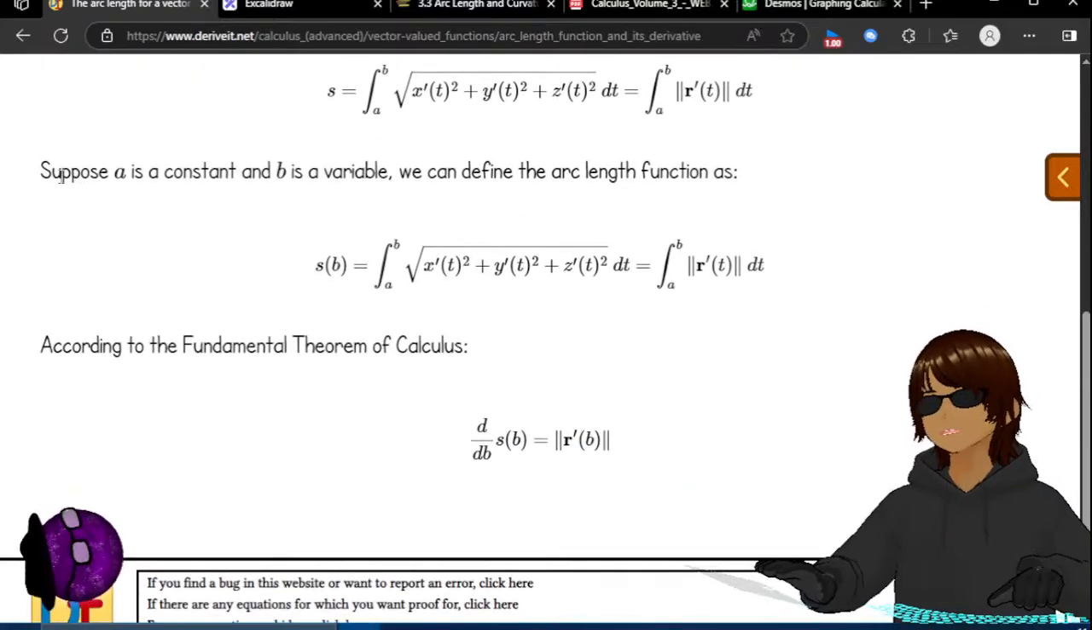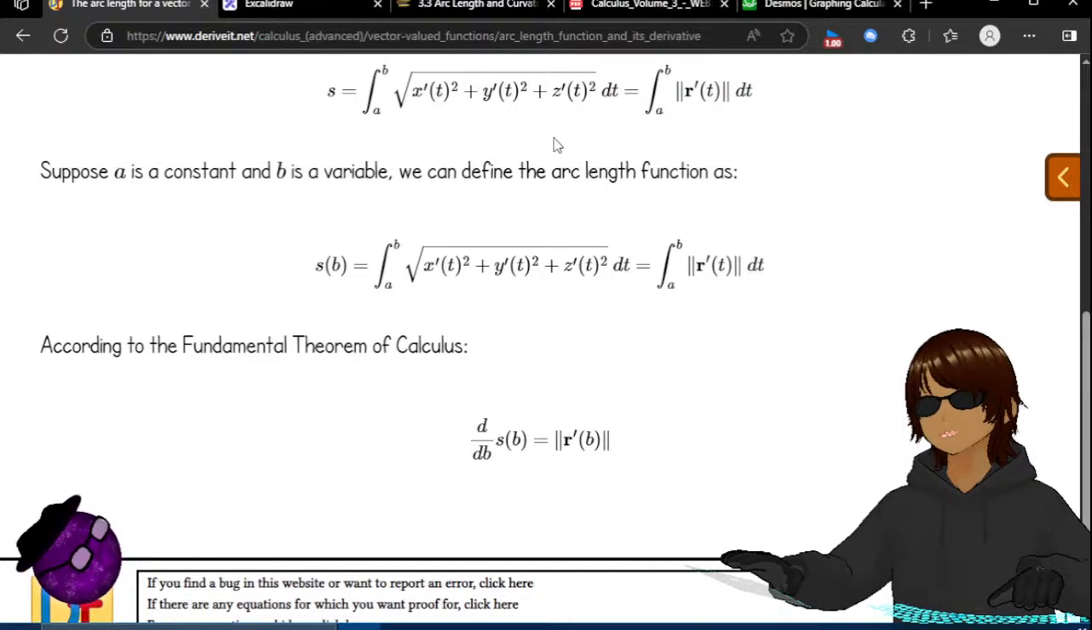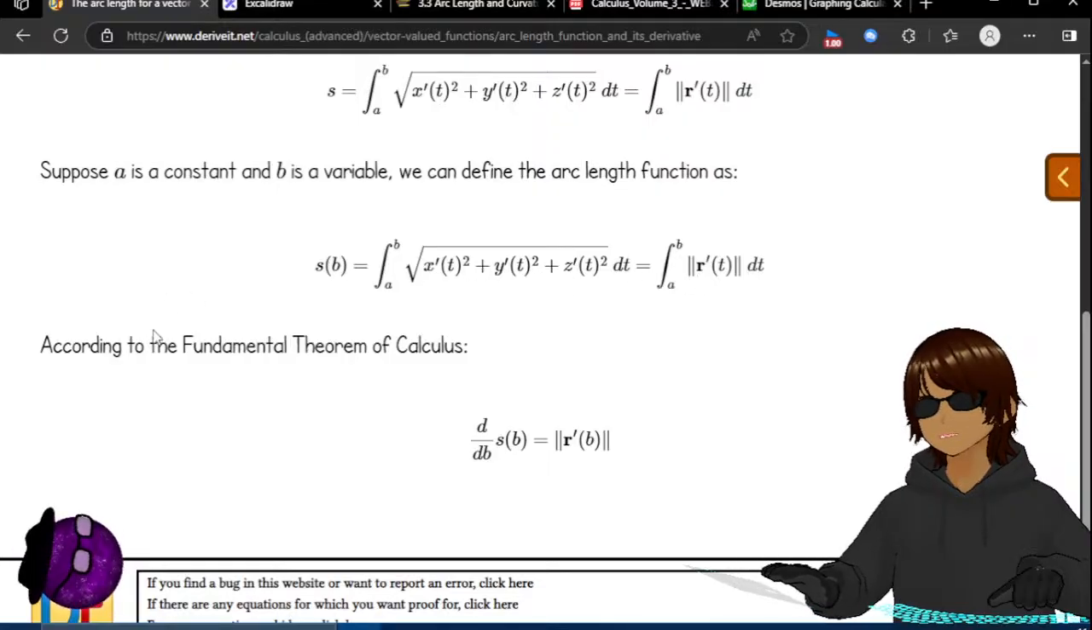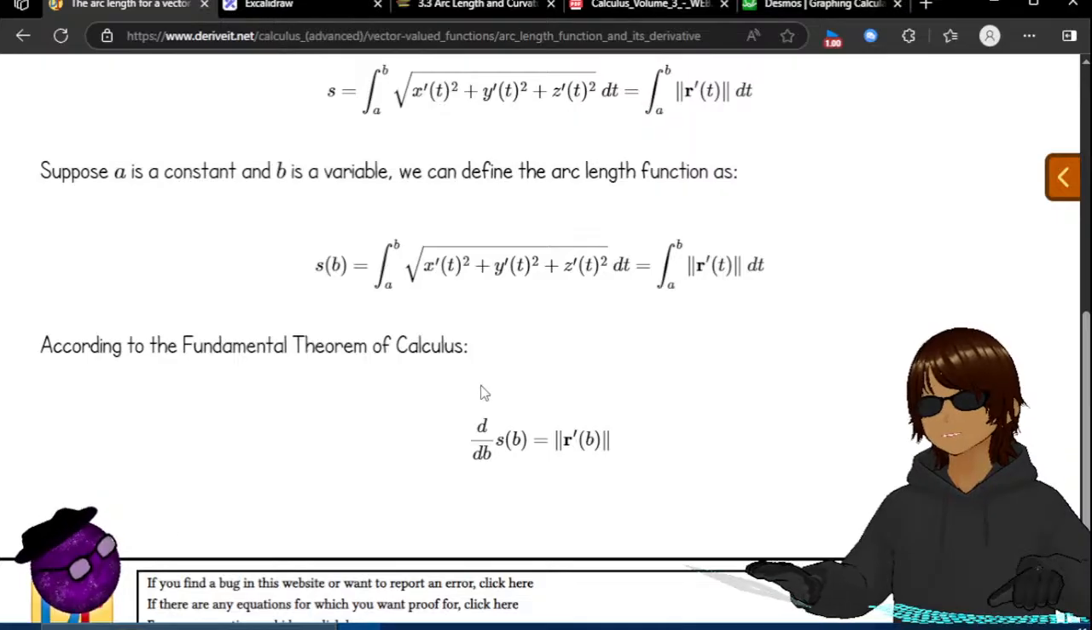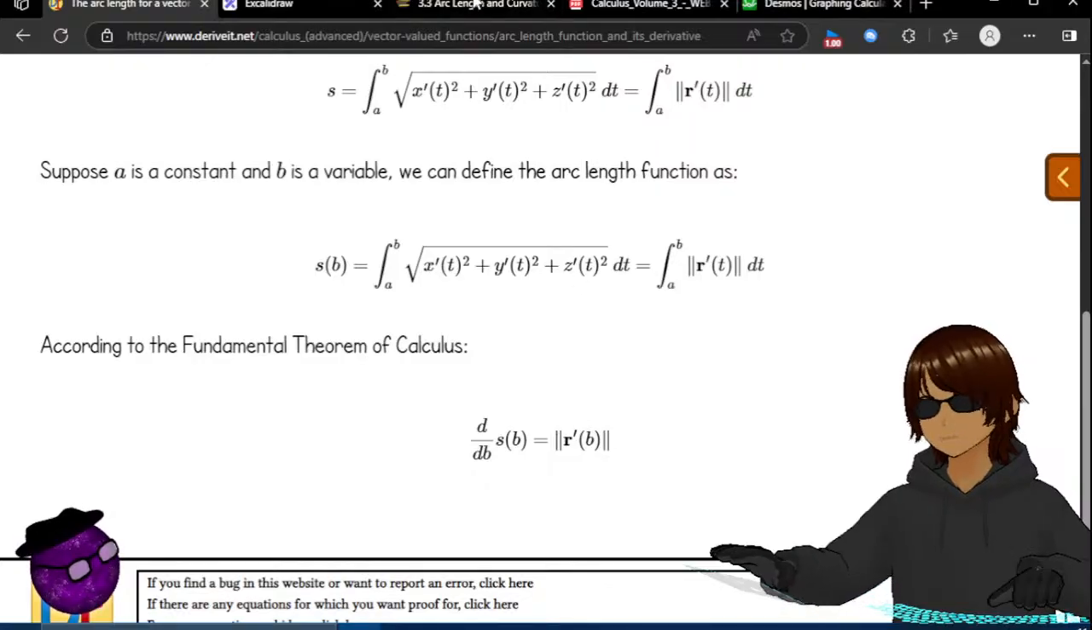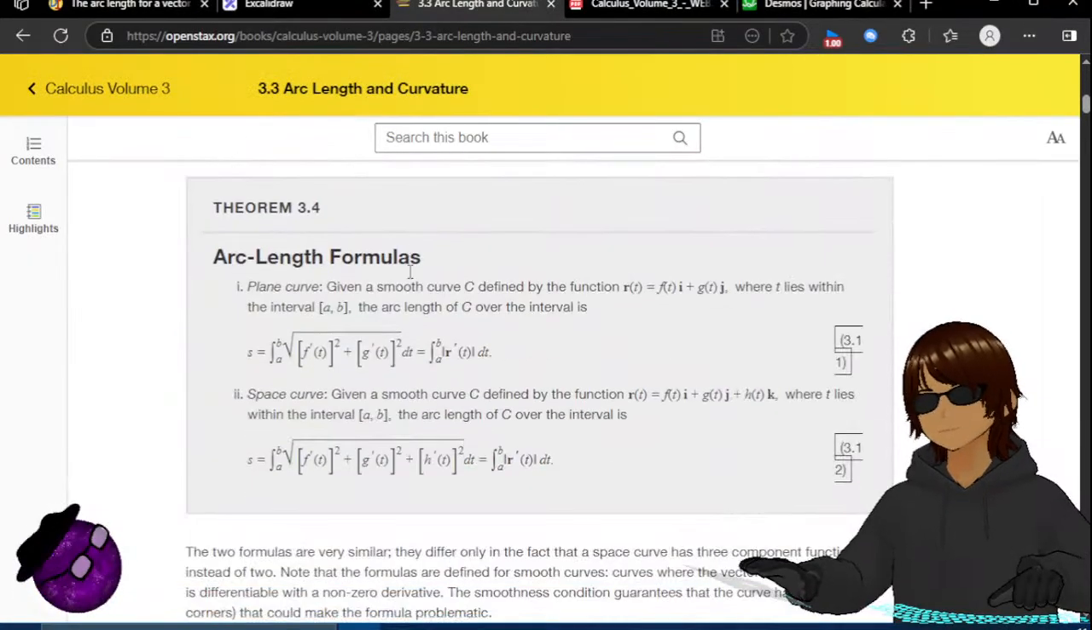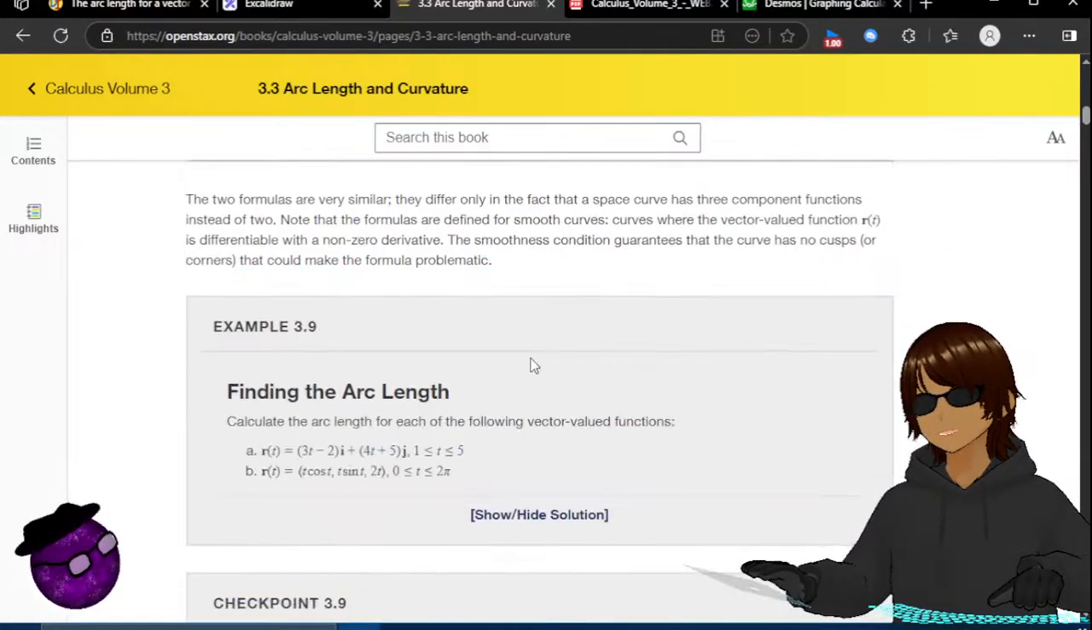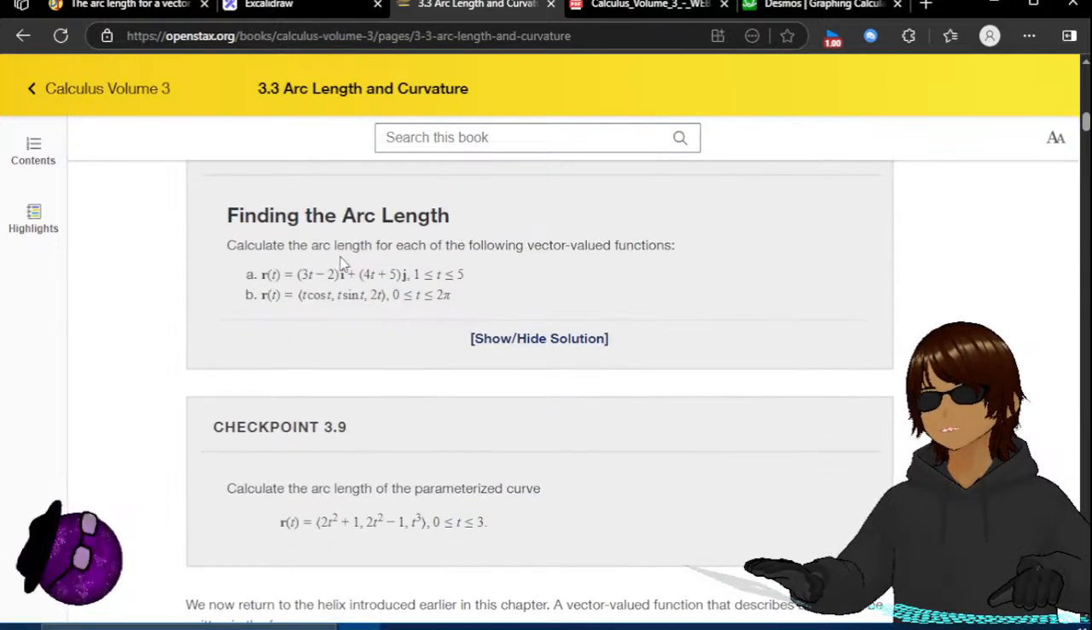Suppose a is a constant and b is a variable. We can define the arc length function as this. So s of b, b is a variable. According to the fundamental theorem of calculus, the derivative of the arc length is the length of the derivative of r.